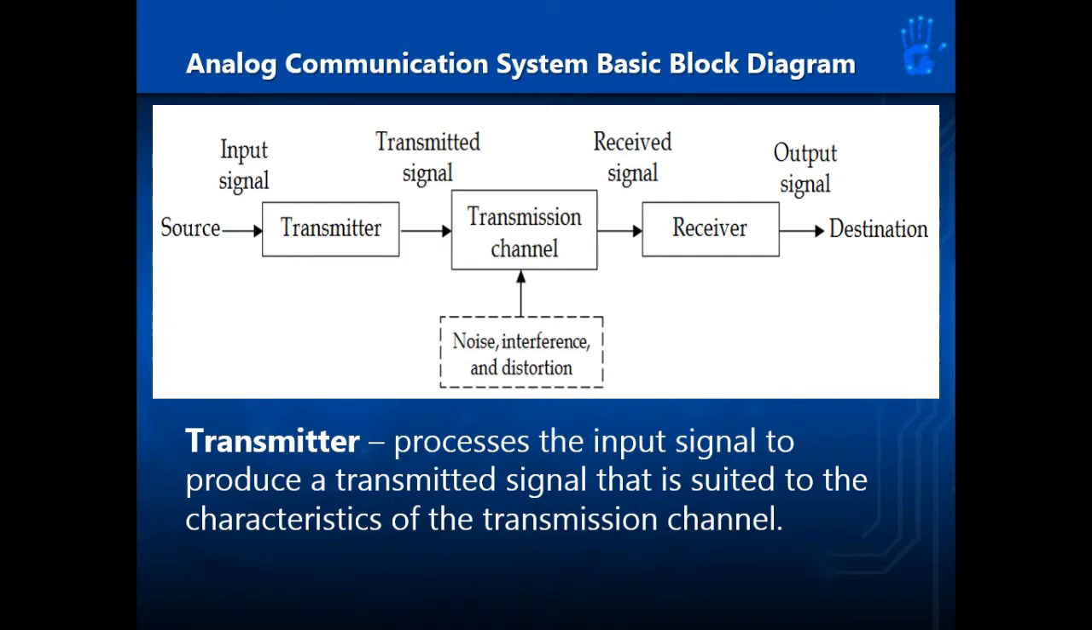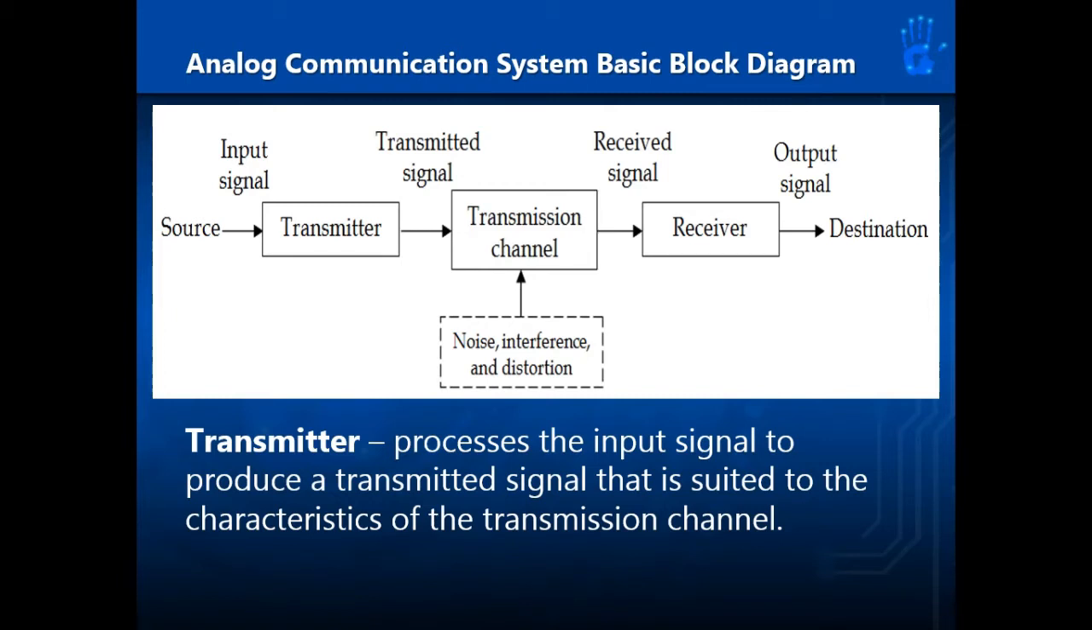This is a basic block diagram of an analog communication system. On the input side, we have the source. The source can be anything that can produce information. It can be a person, a musical instrument, a camera, or even a computer.